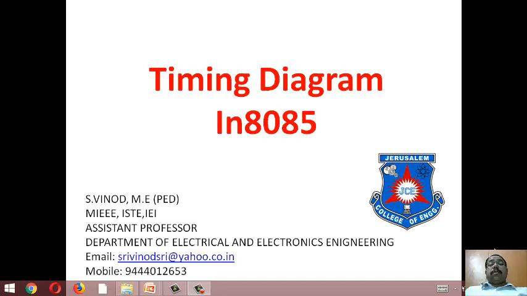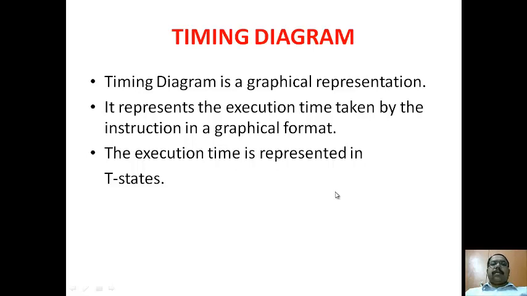Good morning. Today let us discuss the timing diagram in 8085. What is meant by timing diagram? A timing diagram is a graphical representation of how an instruction is being executed. If you have an instruction, how it is being executed step by step is represented diagrammatically, which is called a timing diagram.